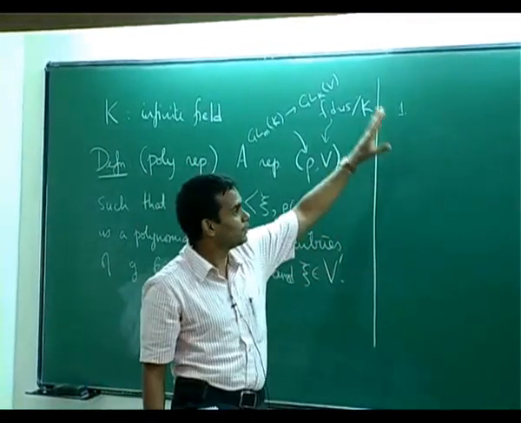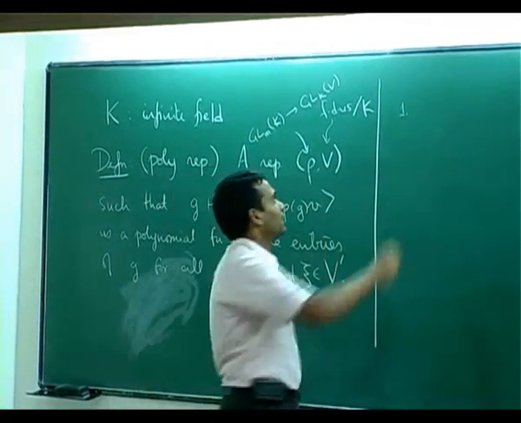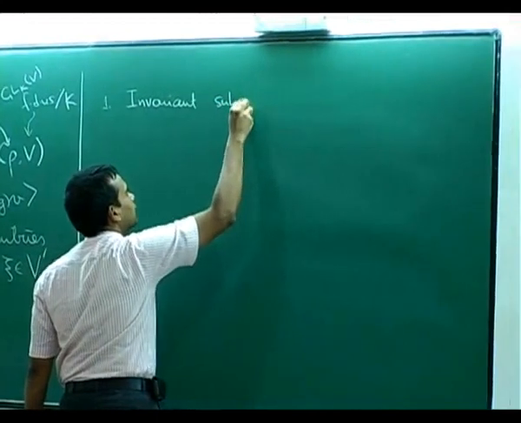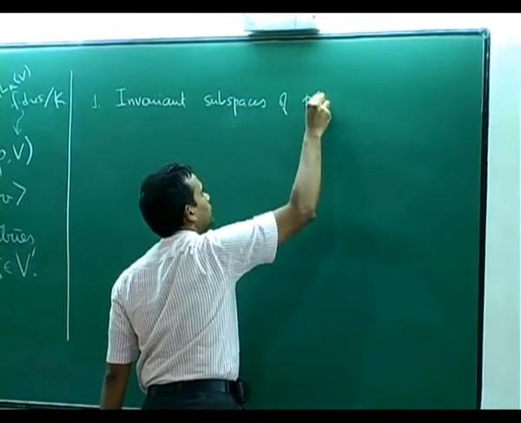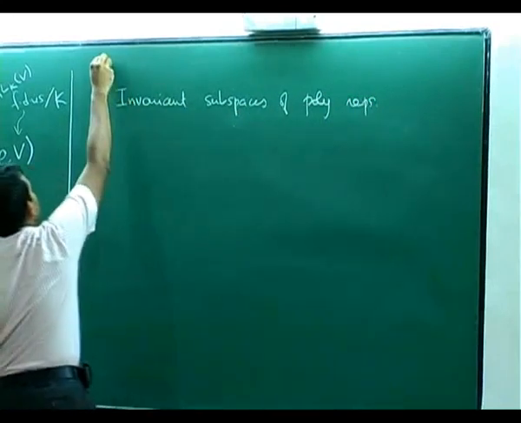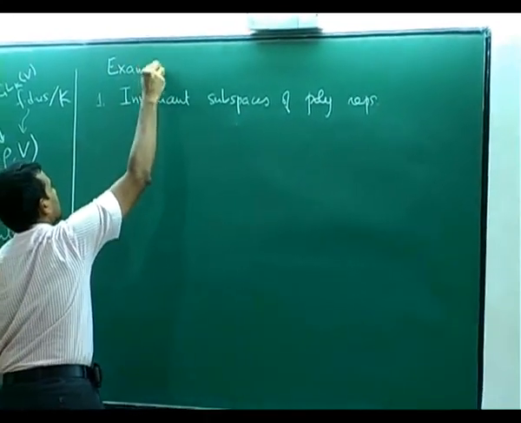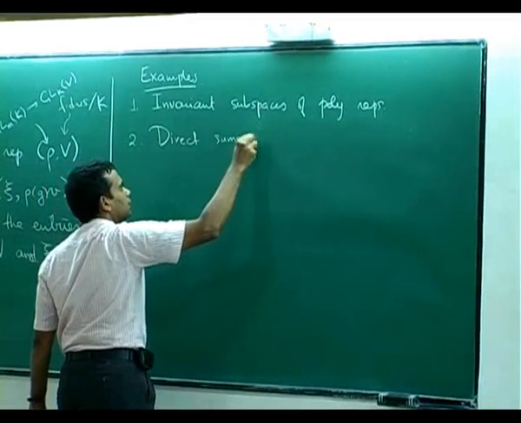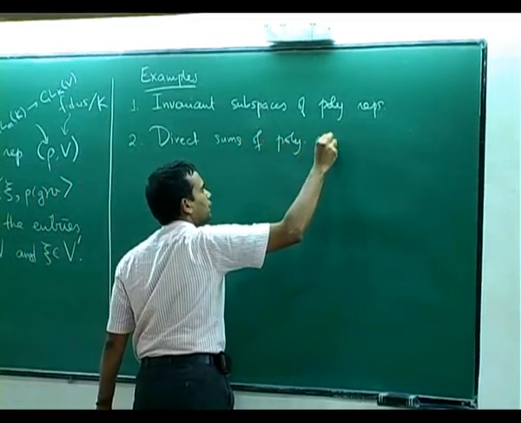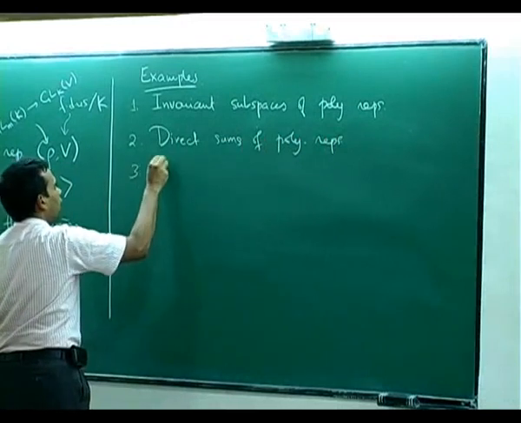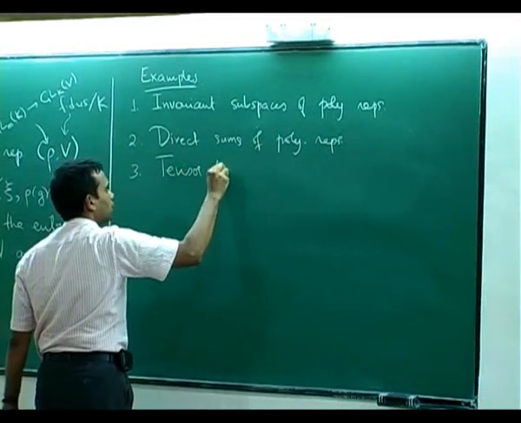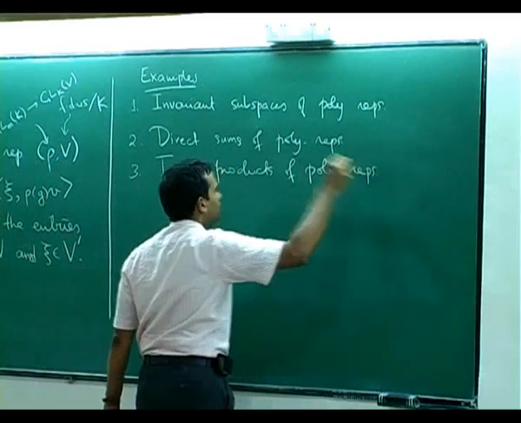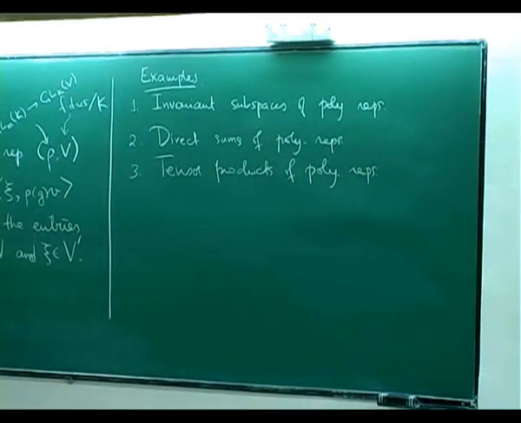So you asked for a few examples. These properties will help us to construct examples. Invariant subspaces of polynomial representations. Let's see examples. Direct sums of polynomial representations and tensor products of polynomial representations. So these are three ways of constructing new polynomial representations from old ones.